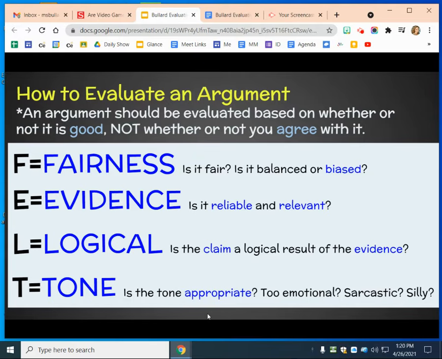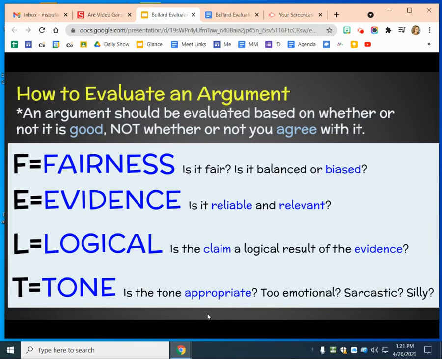Now that you know the components of an argument, let's talk about how to evaluate it. Remember, evaluate just means to judge whether it's strong or weak. Before I go into what to look for, I do want you to think about this fact. Sometimes sixth graders will read an argument and they don't agree with it, so they say it's a bad argument. And that's not true. Just because you don't agree with something doesn't mean it's not a strong argument.